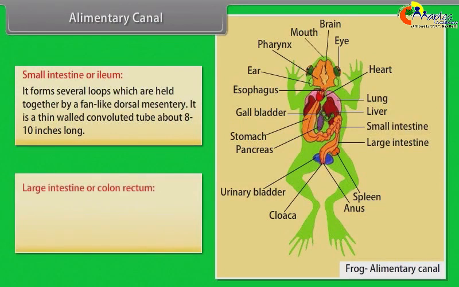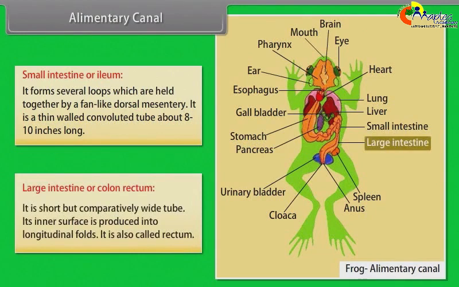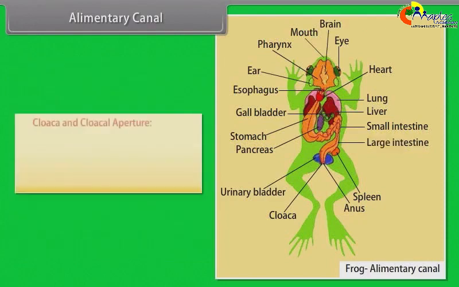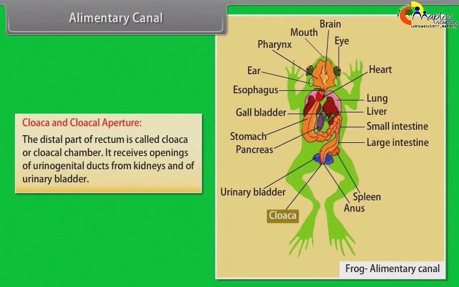Large intestine or colon rectum. It is a short but comparatively wide tube. Its inner surface is produced into longitudinal folds. It is also called rectum. Cloaca and cloacal aperture. The distal part of the rectum is called the cloaca or cloacal chamber. It receives openings of urinogenital ducts from the kidneys and of the urinary bladder.